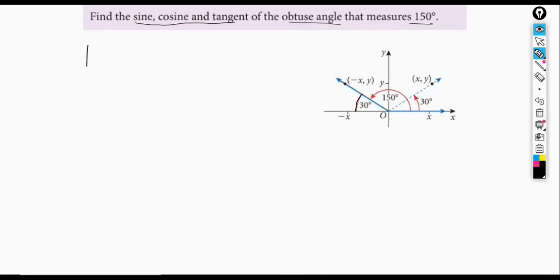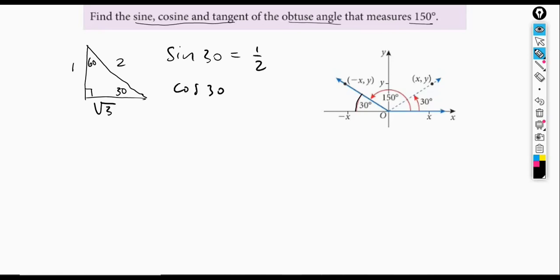So let's go to the special right triangle where we have 30, 60. So if this is 30 and this is 60, remember the proportions. This is going to be 1, the hypotenuse is going to be 2, and this is going to be square root of 3. So this is our reference. Now remember that sine of 30 is equal to 1/2. Cosine of 30 is equal to square root of 3 over 2, and tangent of 30 is equal to square root of 3 over 3.